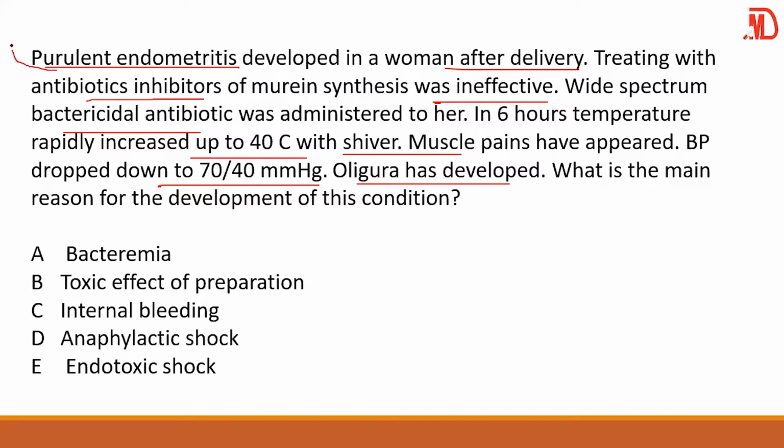First of all, they've told you that this person is suffering from purulent endometritis, and the antibiotic wasn't working. Now, after 6 hours, even after giving a broad spectrum antibiotic, there is still temperature and there is shock. This tells you that this person is going through septic shock, shock that arises as a result of severe infection. Another name for septic shock is endotoxic shock. So we are referring to severe infection leading to shock. So your answer is endotoxic shock, so E should be your answer.